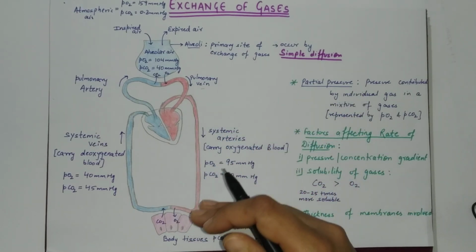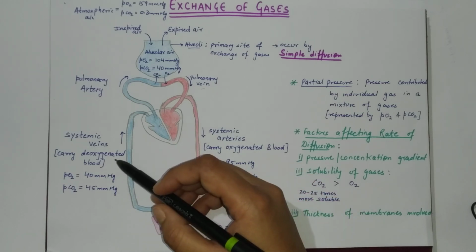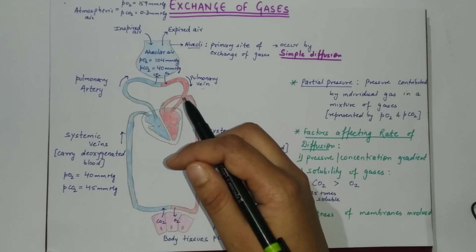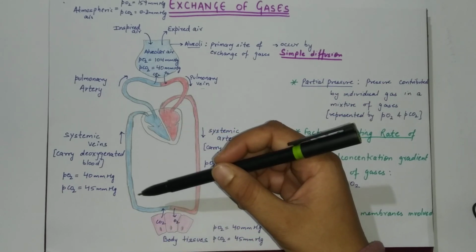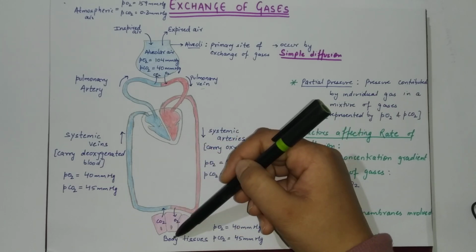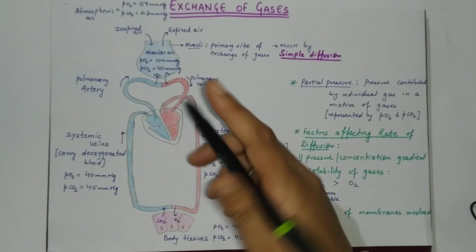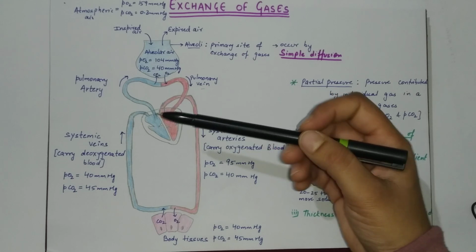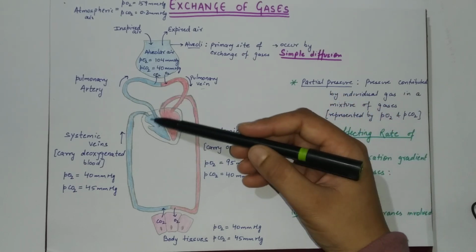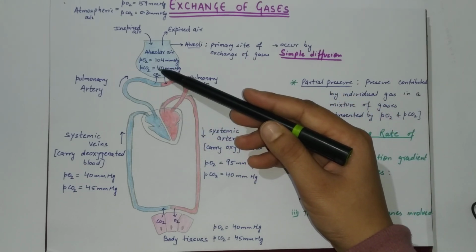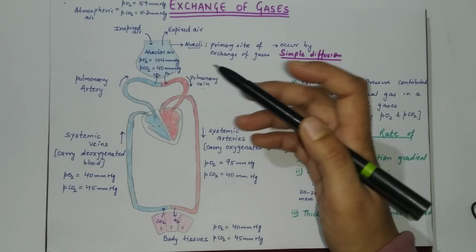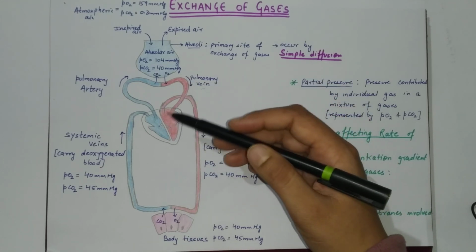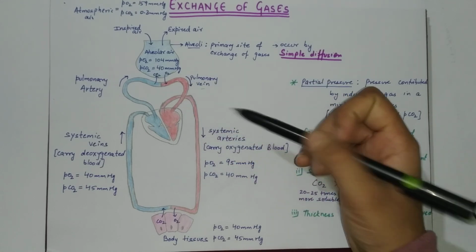As the oxygen is taken up, the blood becomes deoxygenated, that is, it is deprived of oxygen. The partial pressure of both the gases at the tissue level and in the deoxygenated blood is similar. Then this blood reaches the alveolus again, and the same process is repeated, that is, oxygen will be taken up and carbon dioxide will be released out.